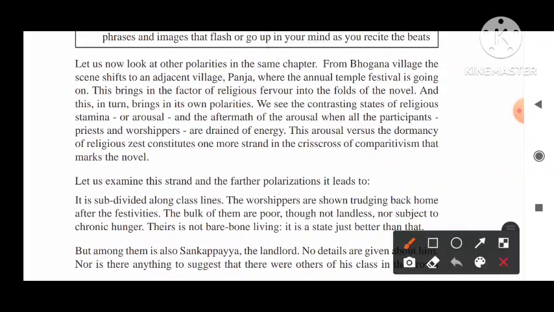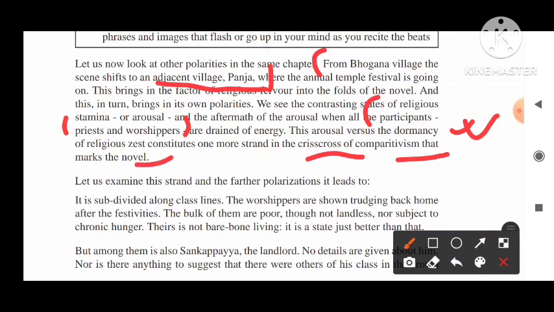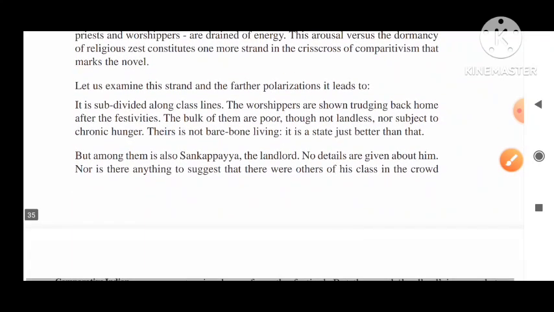So here in this paragraph you can note down that the adjacent village Panja is the main key point. From Bhogana village, the scene shifts to the adjacent village Panja, where the worship of God was taking place. So there is arousal, and the aftermath of the arousal, when all the participants, priests and worshippers, are drained of their energies. The arousal versus the dormancy of religious zest constitutes one more strand in the crisscross of comparativism that marks the novel. Let us examine this strand and the further polarization it leads to.